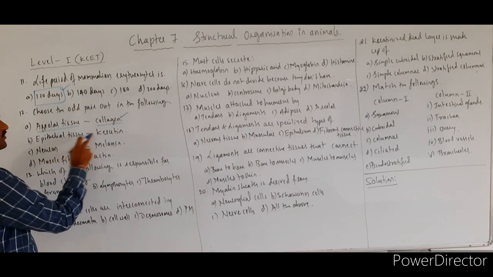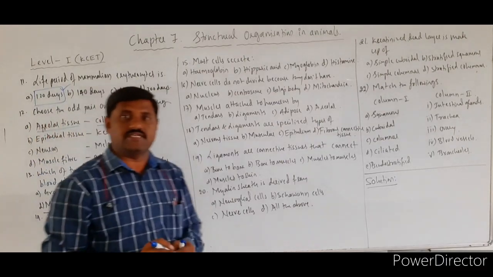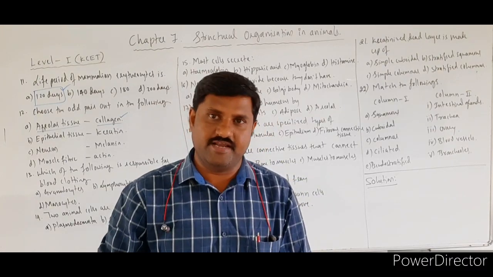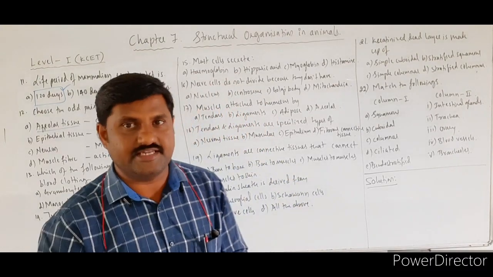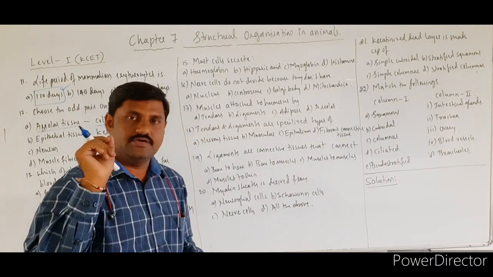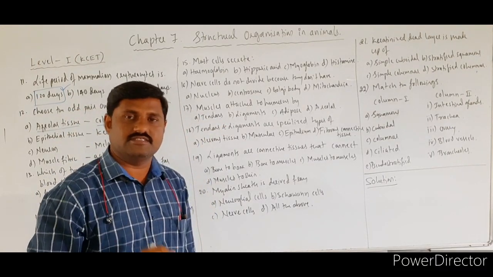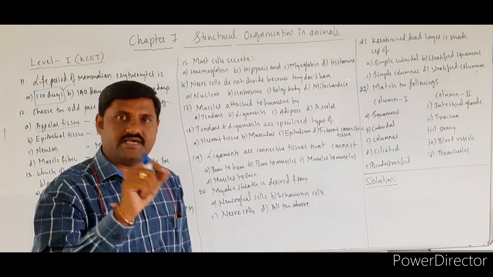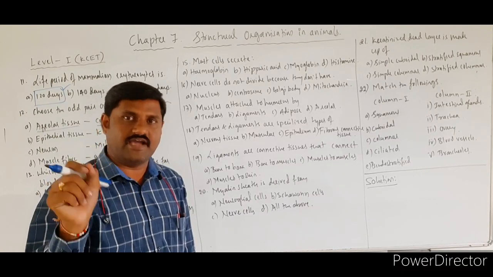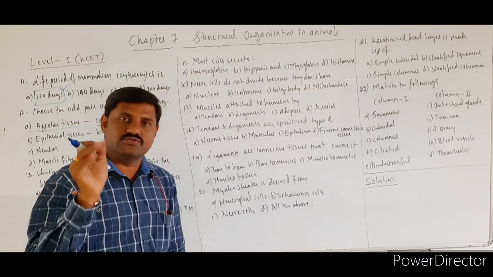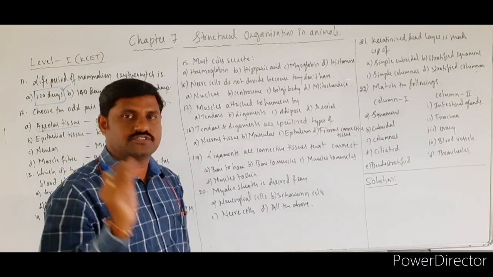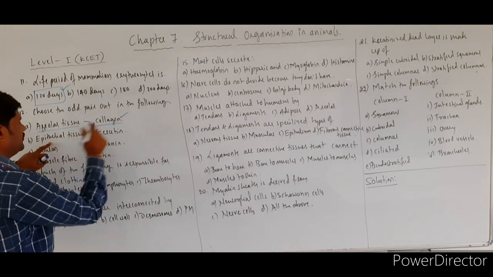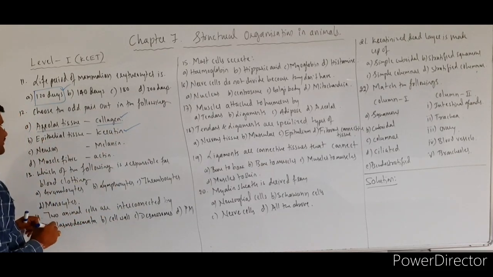Next one, epithelial tissue, keratin. Of course, there is pseudostratified epithelium and stratified epithelium also. Stratified epithelium has the upper layer which is made up of squamous epithelial cells, and those cells are deposited with the keratin protein, that becomes the keratinized or cornified layer, and that is usually present in the sole of the foot, right? That's why it is also a match. Epithelial tissue, keratin, it is also a match.